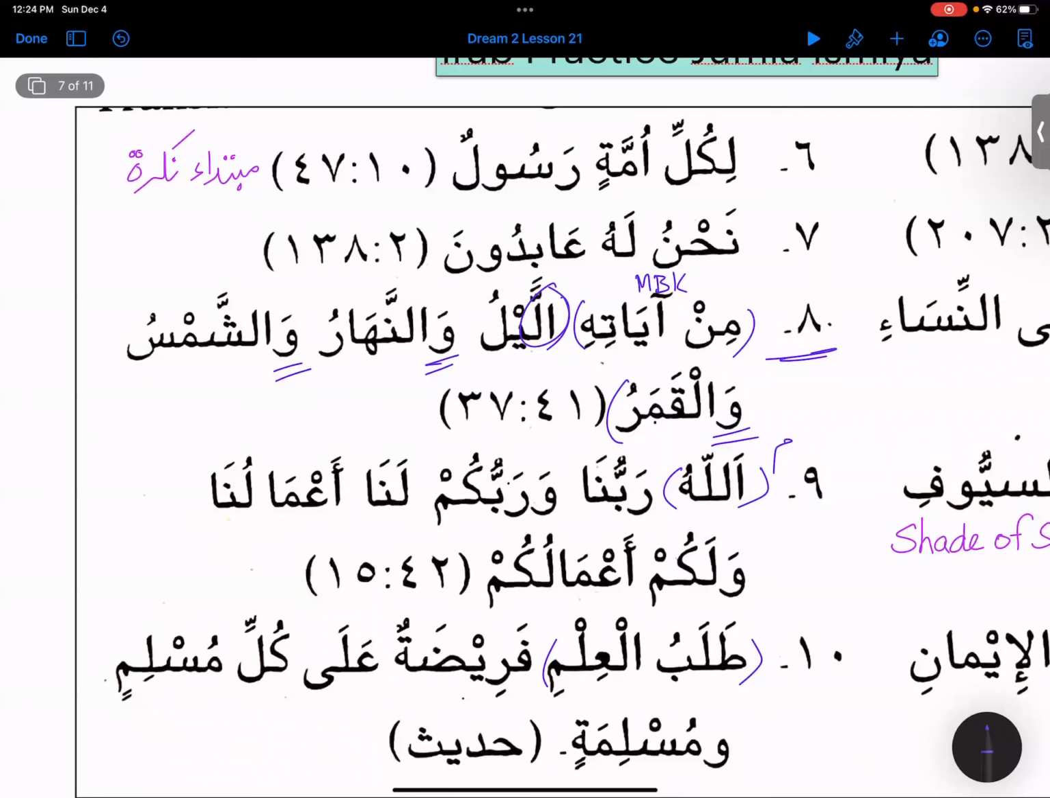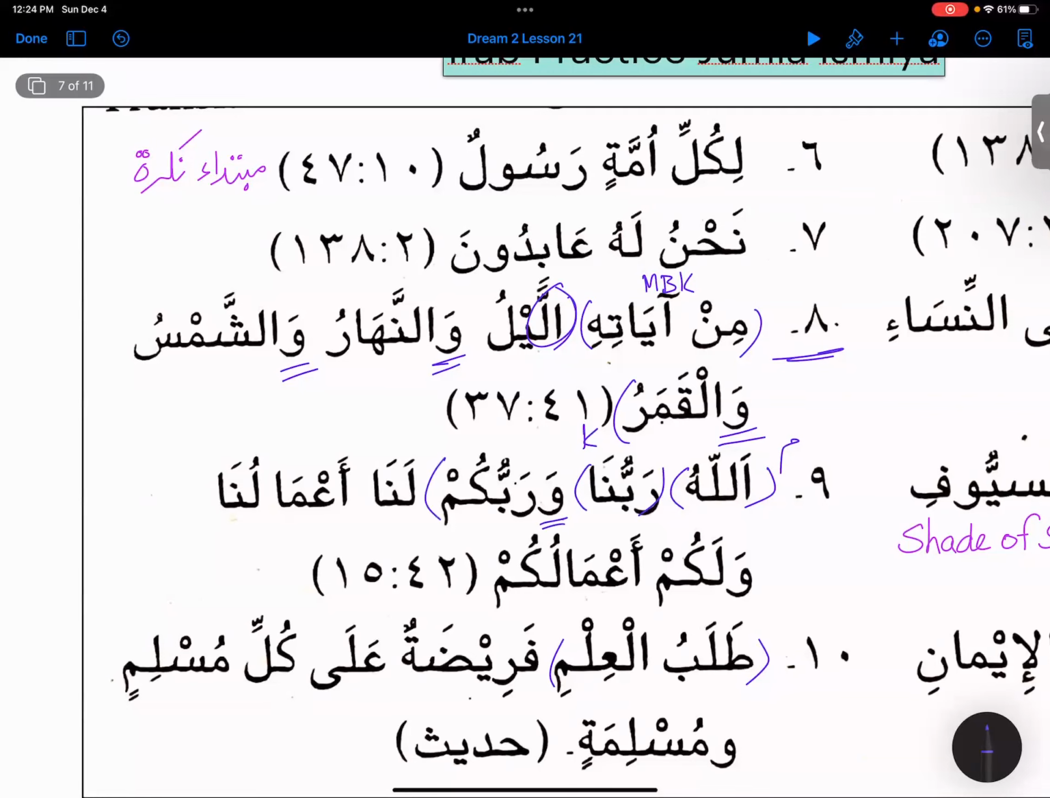What is Rabbuna? Mudaf. But what is this mudaf ilayhi doing here? This is the khabar. Now, wa Rabbukum. Now, atf came, right? So Rabbukum is basically not khabar 2, but Rabbukum is ma'tuf alayh, connected to Rabbuna. So Rabbuna wa Rabbukum, the whole thing is the khabar. Allahu is mubtada and Rabbuna wa Rabbukum is the khabar.